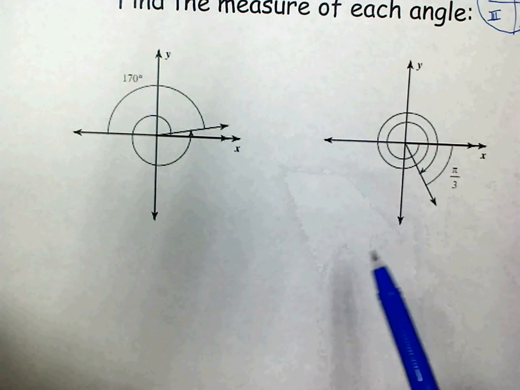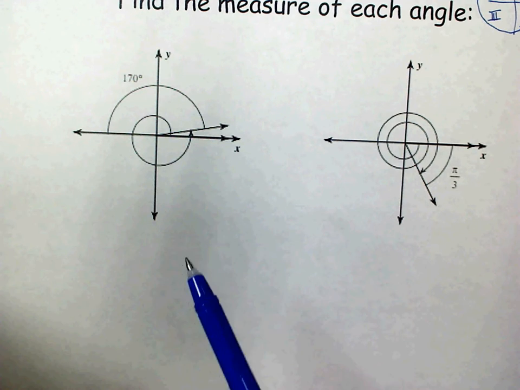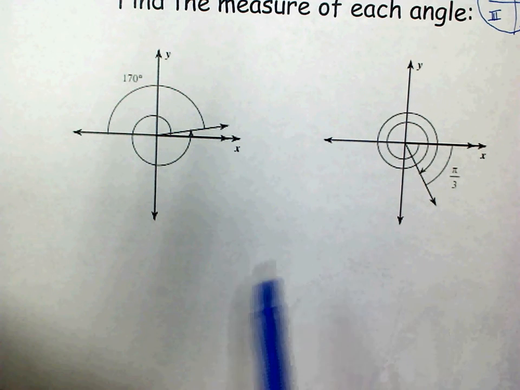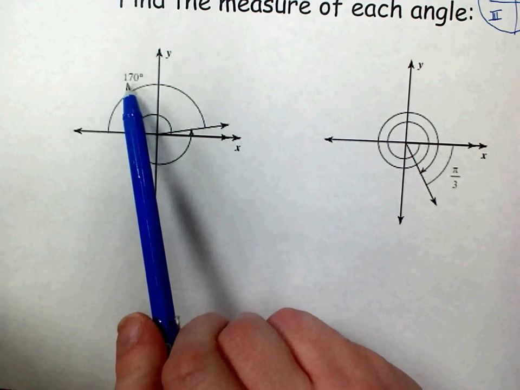Now, how do you know whether to give your answer in degrees or radians? If you're given part of your problem in degrees, then your answer needs to be in degrees.